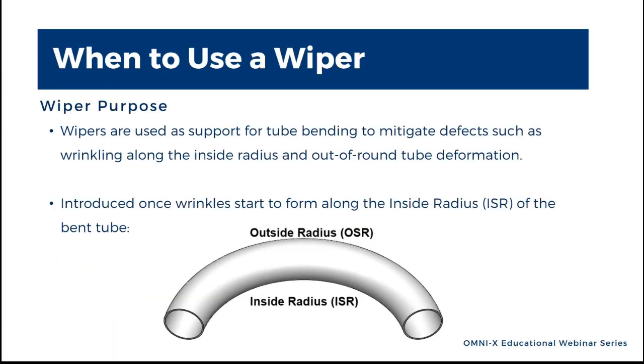A wiper die is used to support and wipe wrinkles out of the inside radius of the bend. Wipers are introduced once wrinkles start to form along the inside radius. This occurs when the mandrel is no longer able to provide enough counteractive force for compression on the inside radius. Let's take a look at a quick video to help illustrate when to use a wiper.